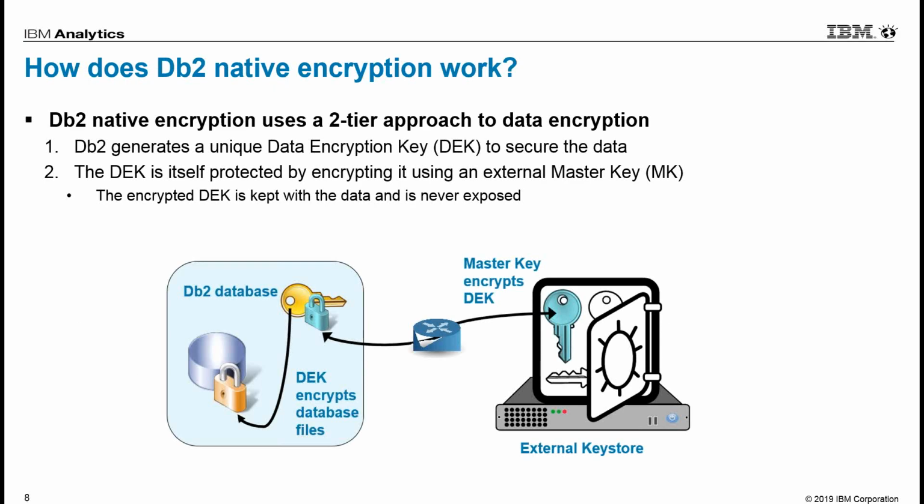How does it work? It's pretty straightforward. It follows the industry standard approach where you have a data encryption key, which we refer to as DEK. That's what's actually used to encrypt the data. That's the magic key. But that itself is protected. That's not kept in the clear. That's protected by a master key. And the master key is not kept in the same place. It's kept outside of DB2. So the master key is used to encrypt the data encryption key, and the master key itself is stored in an external key store. So the two keys are not together, and they're never in the clear.